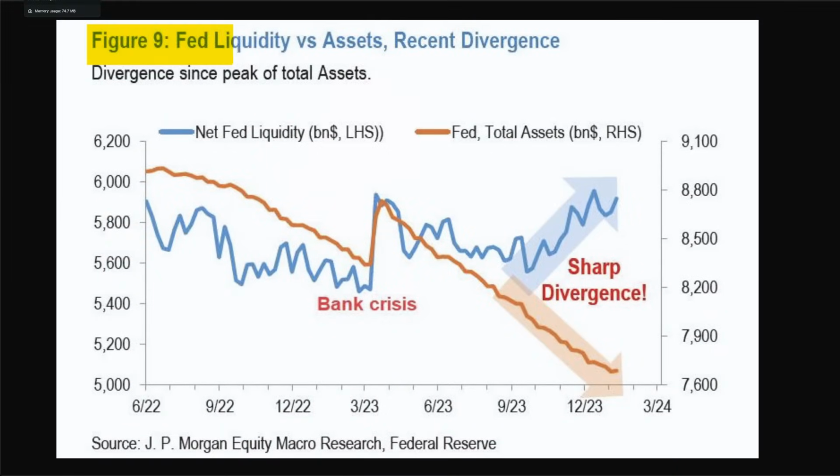So here we go. Fed liquidity versus assets, and you will see the recent divergence which has happened. It shows us the blue line, which is Fed net liquidity compared with Fed total assets. What we are seeing is basically the Fed's balance sheet, how much stuff the Federal Reserve has compared with net liquidity. And you might be asking, what is net liquidity? But just for a second, stick with me, okay?